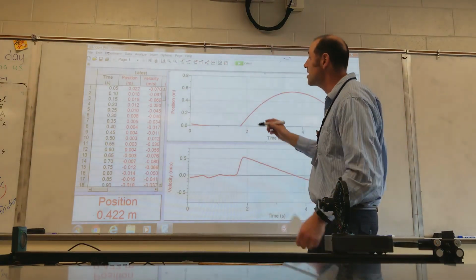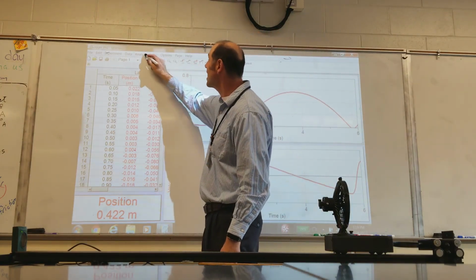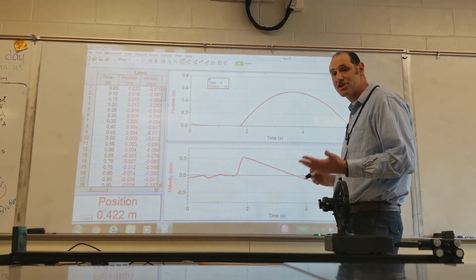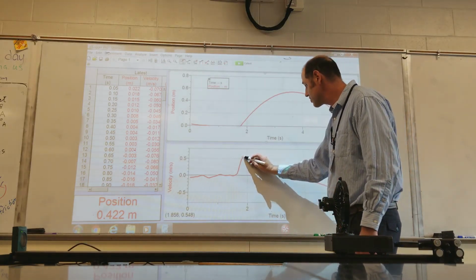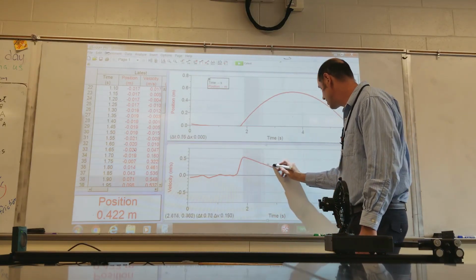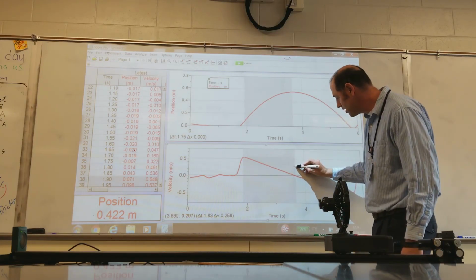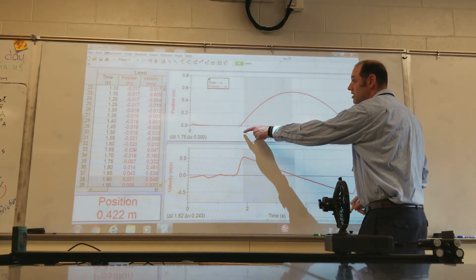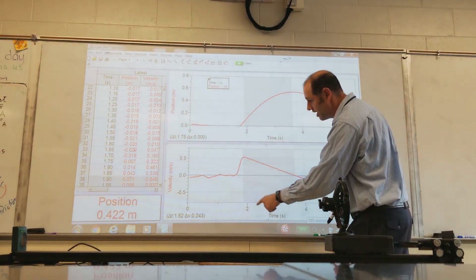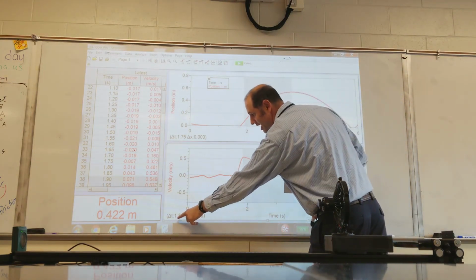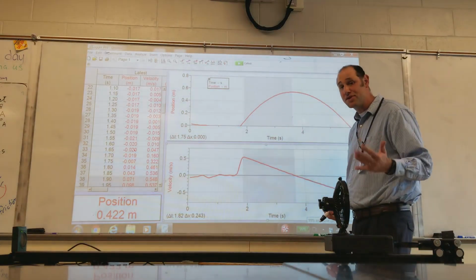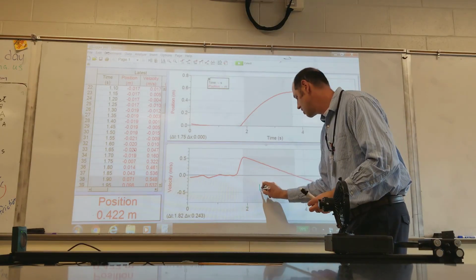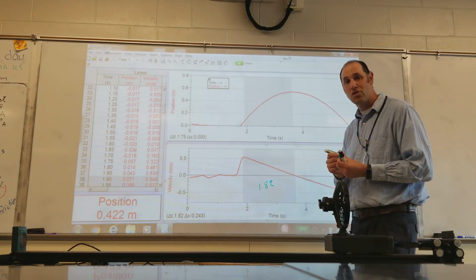So if we look at this, I can actually use our graph. If I go to Analyze, Examine, I can figure out how much time it took to slow down. So starting here, going right to this 0 point. So from here to here is the time it took to slow down. And it tells me my delta t is 1.82 seconds. So remember that, 1.82 seconds to slow down to a stop.